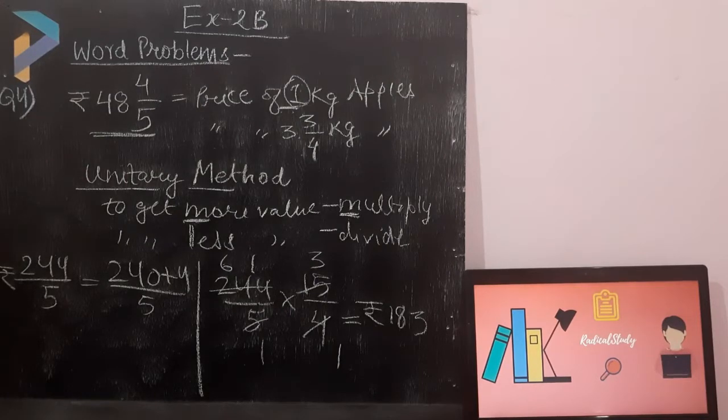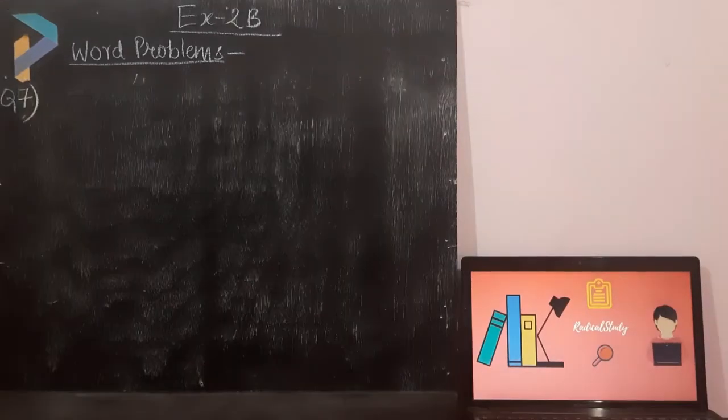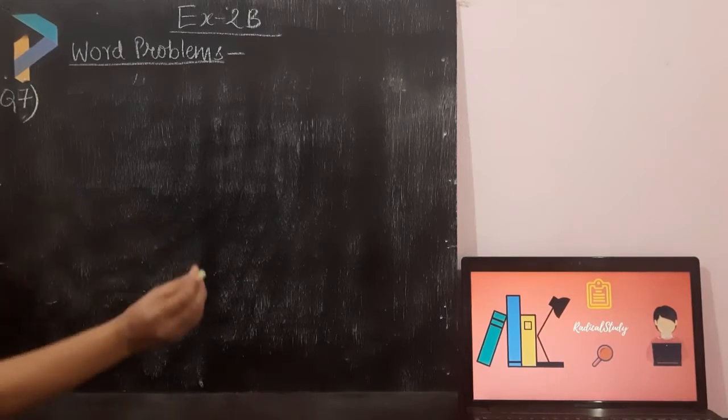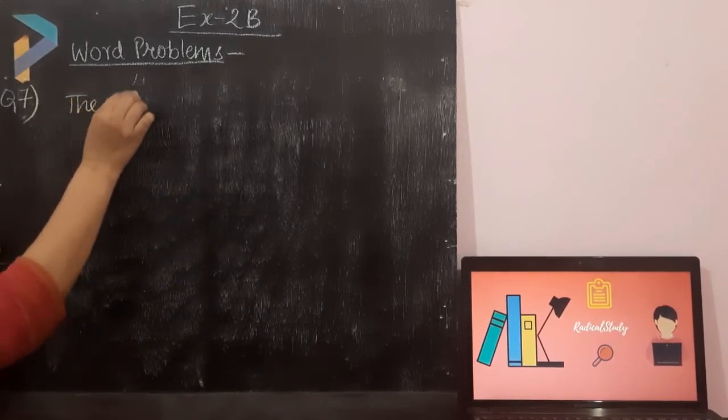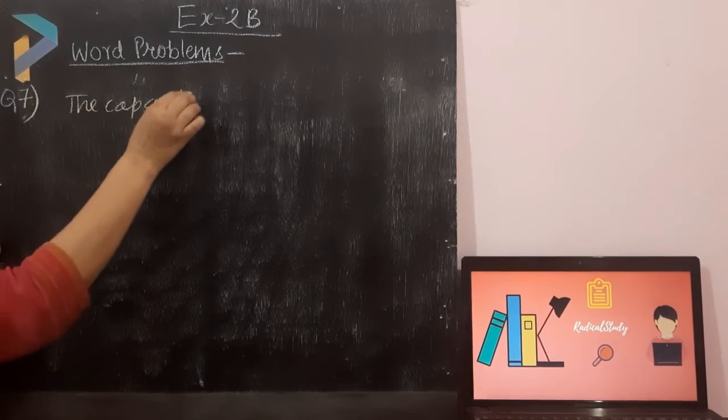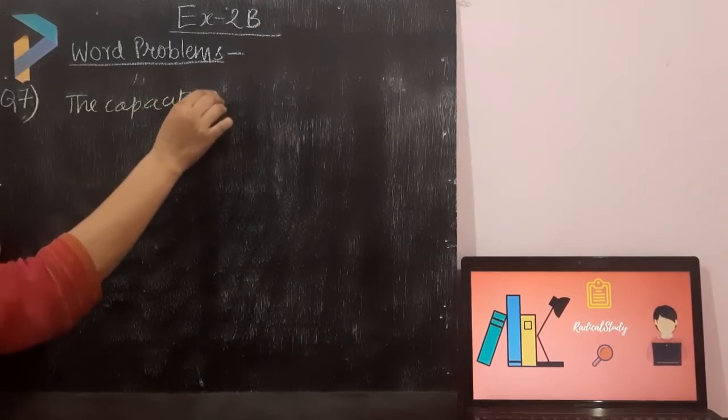Questions number 5 and 6 are your homework. Please pay attention. Students, I am reading the next question for you. One tin holds 12 3 upon 4 liters of oil. How many liters of oil can 26 such tins hold? That means, what is the capacity of one tin? The capacity of one tin is... Capacity is also called volume.